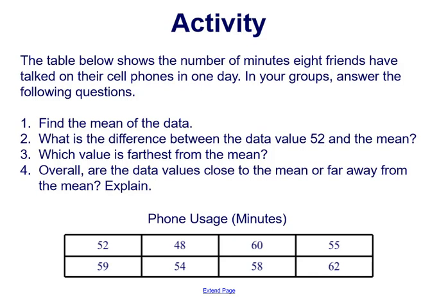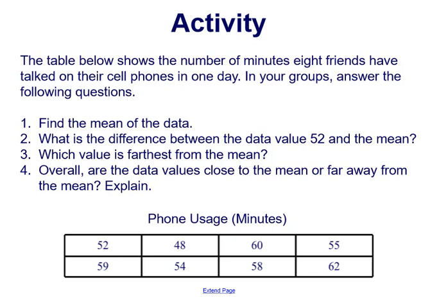First, find the mean of the data. Second, find the difference between the data value of 52 and the mean. Then, which value is farthest from the mean? And then overall, are the data values close to the mean or far away from the mean? And explain how you made your decision.